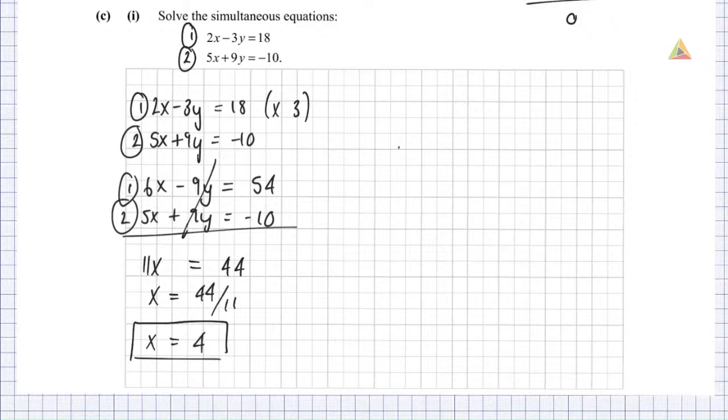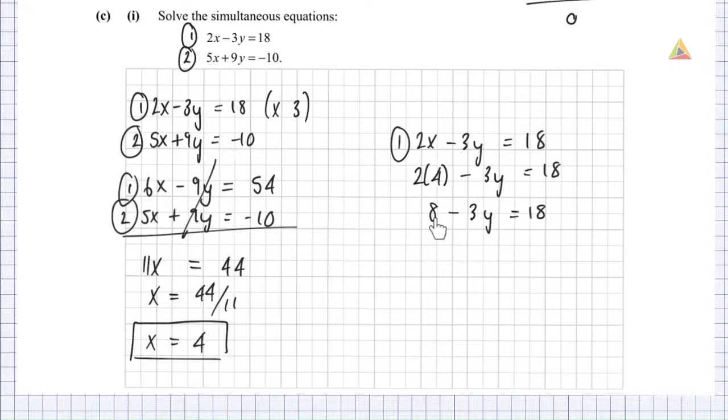So I'm going to pick equation 1. So 2x minus 3y is equal to 18. So anywhere I see x now, I'm going to put in 4 because that's what we just got for x. So 2 by 4 minus 3y is equal to 18. So 2 by 4 is 8. 8 minus 3y is equal to 18.